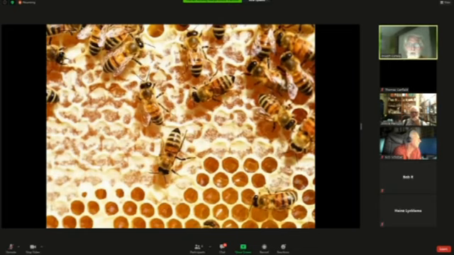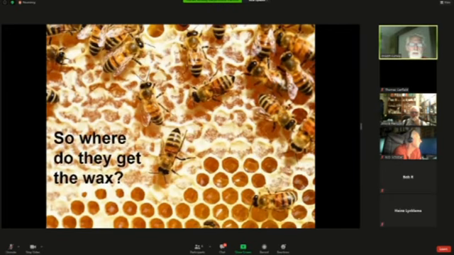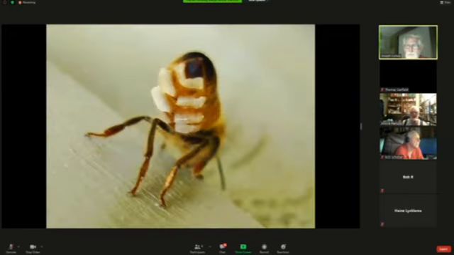Well, back to the question I asked you earlier, where did the wax itself come from? So where in the heck do they get the wax? Do they go out and collect it somewhere like they do the resin from the trees for the propolis? The answer is no, they manufacture it. They have these glands, eight glands, 4 pairs in the underside of the abdomen that produce the wax.